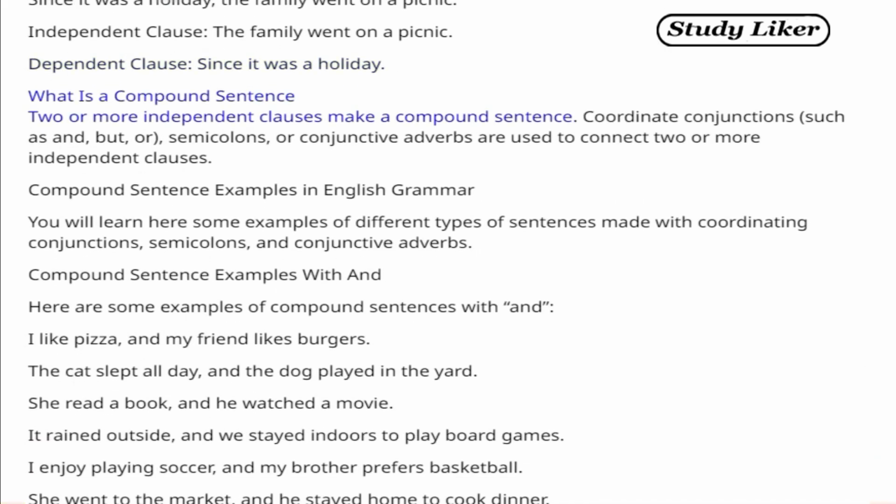What is a compound sentence? Two or more independent clauses make a compound sentence. Coordinating conjunctions, such as and, but, or, semicolons, or conjunctive adverbs are used to connect two or more independent clauses. Compound sentence examples in English grammar. You will learn here some examples of different types of sentences made with coordinating conjunctions, semicolons, and conjunctive adverbs.